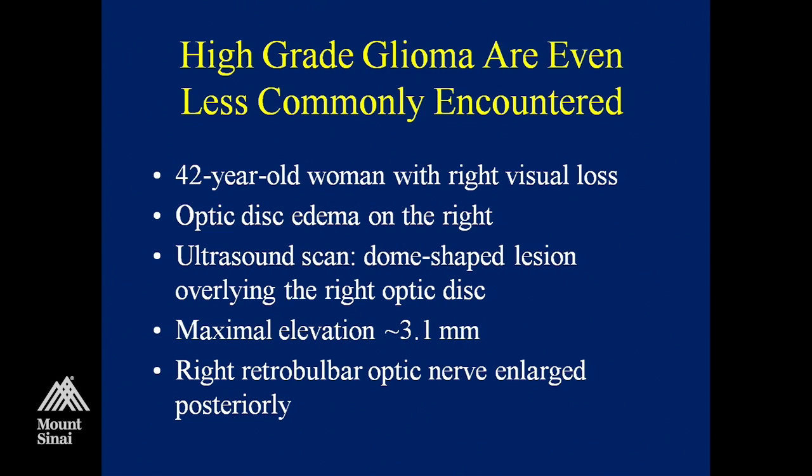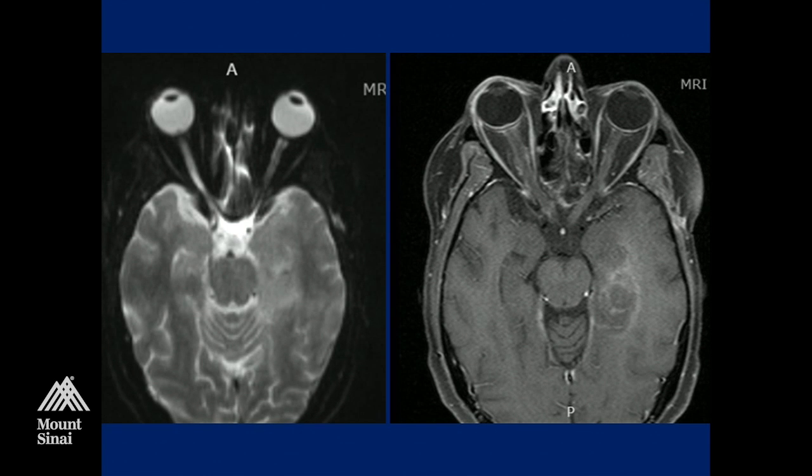Occasionally, you see true infiltrative gliomas in the optic nerve. I've only seen three or four of them, I think, maybe over the last 20 years. But I wanted to share a case that we had just last month. It was really spectacular. This was a 42-year-old woman who presented to the ophthalmologist with visual loss in her right eye and edema of her optic disc. They did an ultrasound and found a dome-shaped lesion overlying her right optic disc that was about 3 millimeters thick, and saw some enlargement of the optic nerve behind it. On imaging, you can also see the thickening and a lesion growing in the right optic nerve.